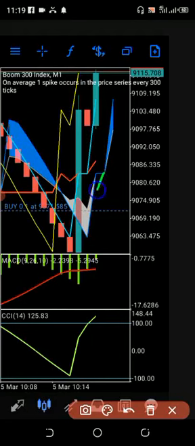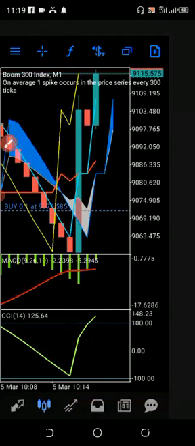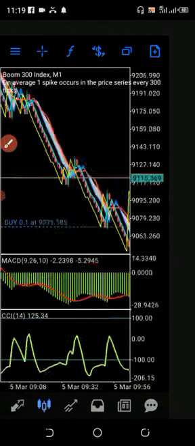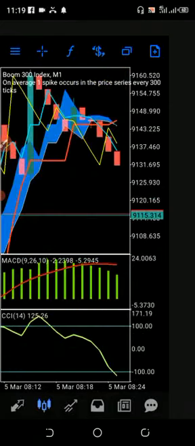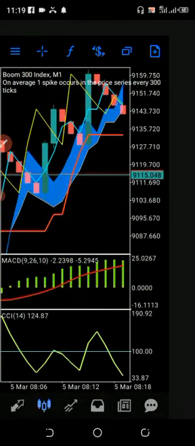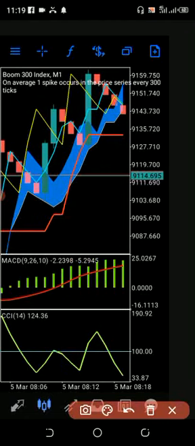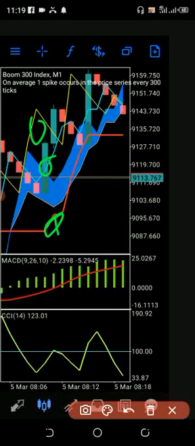Number two, the Ichimoku on the main chart has three lines: red, green or blue, and yellow. Check those three lines. Red, blue, or you can call it green, and yellow.